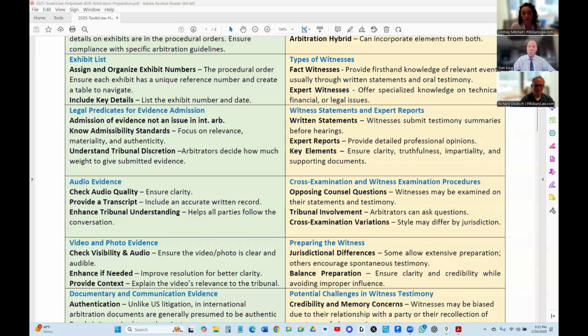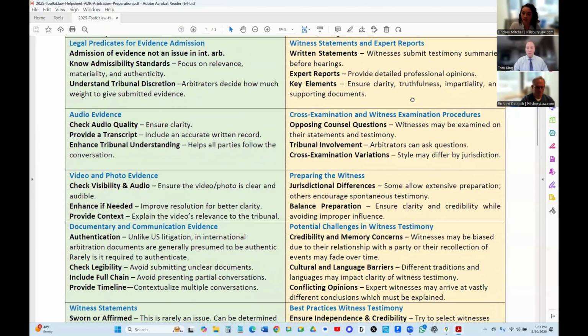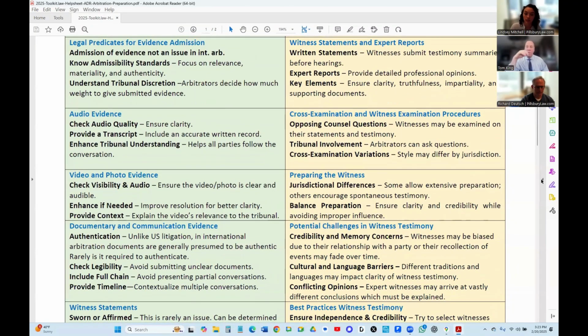And Lindsey, do we find that expert reports are a critical component of international arbitration? Yes, they are certainly a critical component, just like a fact witness statement. A factual witness would submit a witness statement, and then an expert would submit an expert report, typically in advance of the hearing, so that the tribunal can familiarize themselves with the report and then be prepared to ask the experts any questions that they may have on their report.